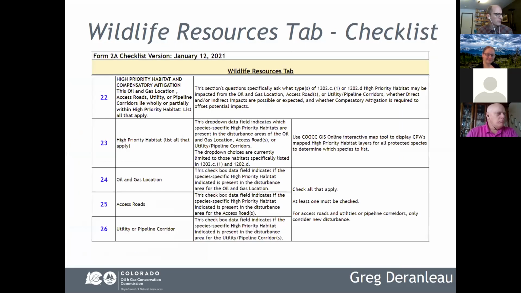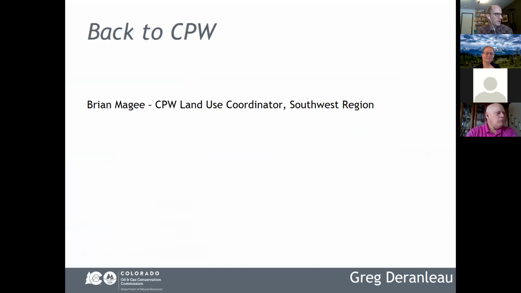And one more, that's just the checklist for the data grid. And so below the data grid are sections used to describe compensatory mitigation requirements if the 1202D species specific habitats are listed in the data grid. And so at this time, I'm going to go ahead and turn it over to Brian McGee.